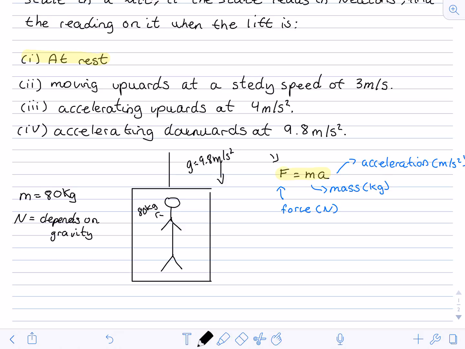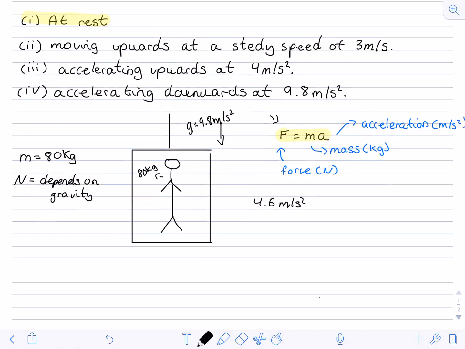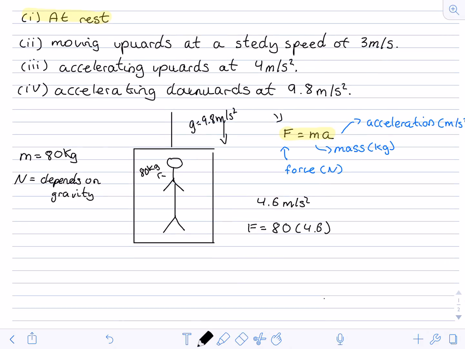Let's say the gravity on Mars is 4.6 meters per second squared, which I'm not sure about, but let's just say that. Then the force for this man would be 80 kilograms times 4.6 meters per second squared. Let me get a calculator. It would be 368 newtons, and this is on Mars.